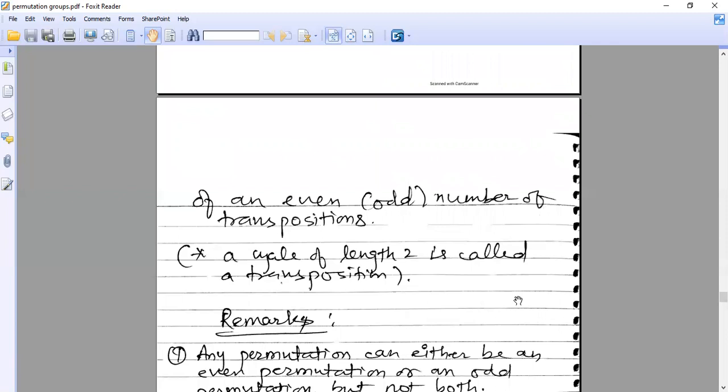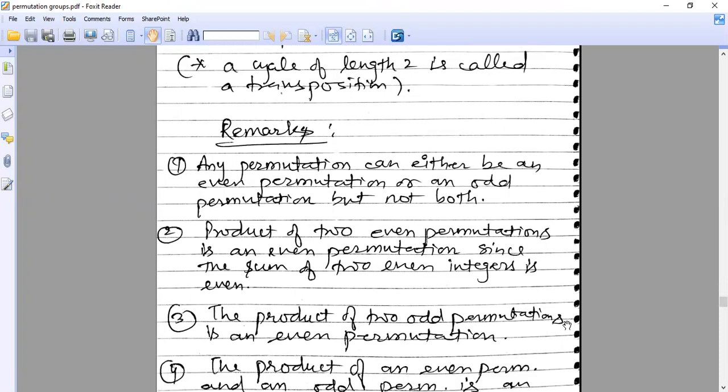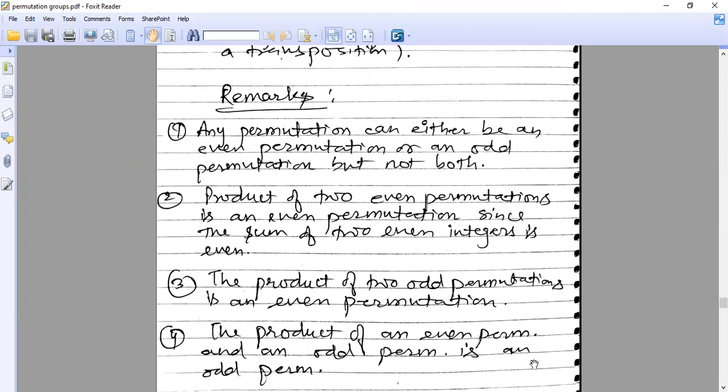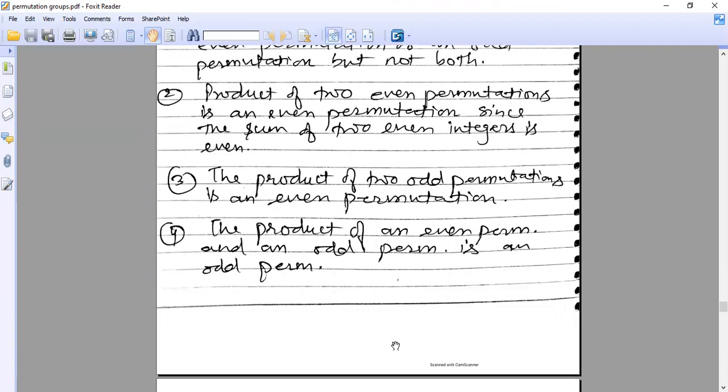These are some remarks. First, any permutation can be either an even permutation or an odd permutation. It cannot be both. Now, the product of two even permutations is an even permutation, since the sum of two even integers is an even integer, you can see it like that. Next, the product of two odd permutations is again an even permutation. The product of an even permutation and an odd permutation is an odd permutation.